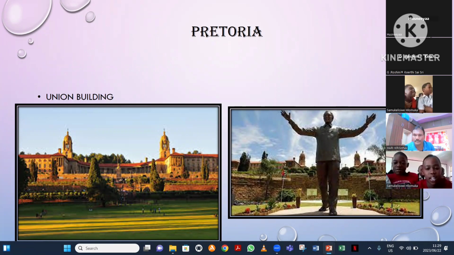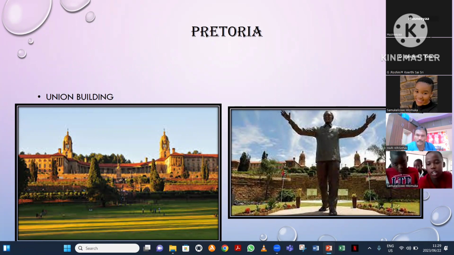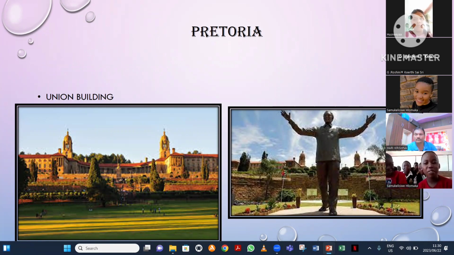Hi, my name is Pumela, and my surname is Spanioli. I'm going to talk about the Pretoria Union Building. The Union Building is the place where presidents usually hold meetings. The Union Building is the first statue in Pretoria. Our first black president in South Africa, who is called Nelson Mandela.